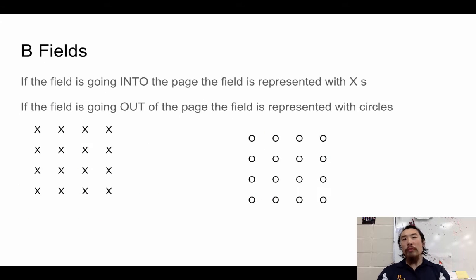All right. B fields. We've drawn magnetic fields between two magnets before, right? It can go left to right, up and down. But sometimes we have problems where the magnetic field is either coming towards you or it's going away from you, right? And that's because magnetic fields are 3D. If the magnetic field is going away from you or into the piece of paper that you're looking at, we represent that with X's.